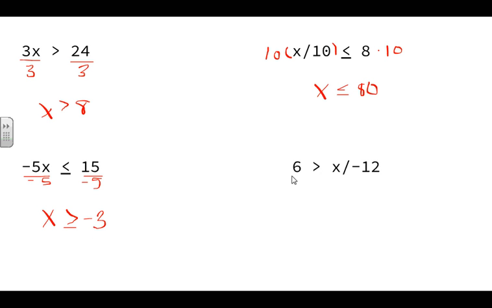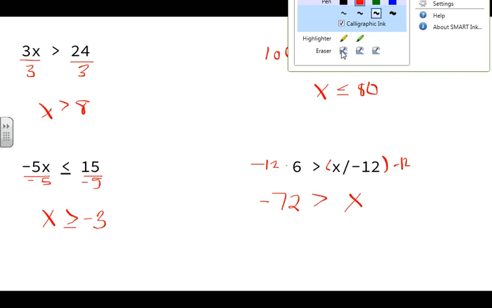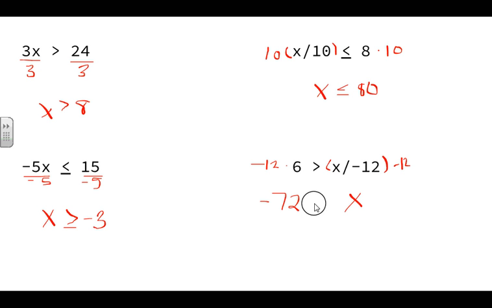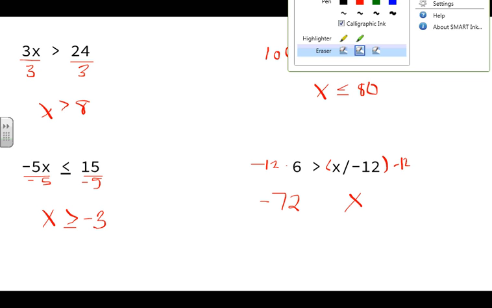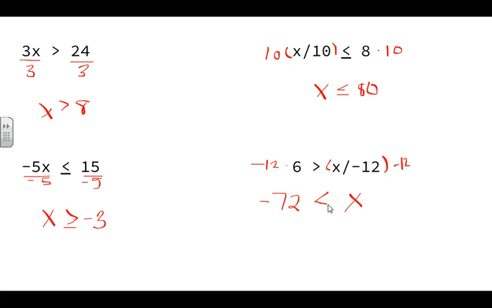And over here we have 6 is greater than x divided by negative 12. So we have to multiply both sides by negative 12. And we get that negative 72 is greater. Nope, I already messed it up. We have to flip our sign: negative 72 is less than x.